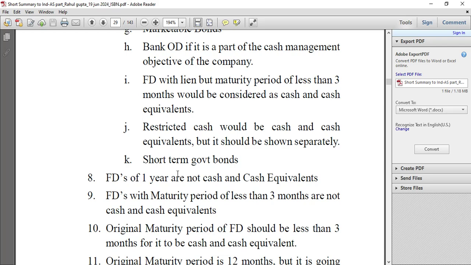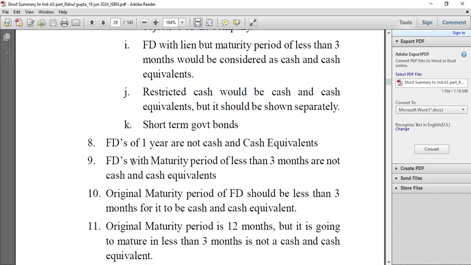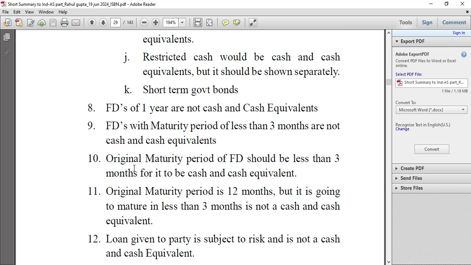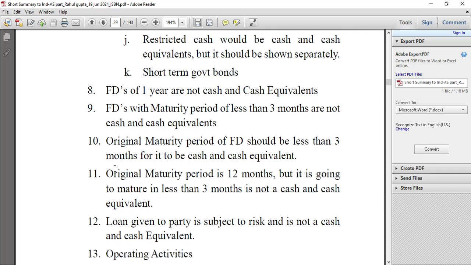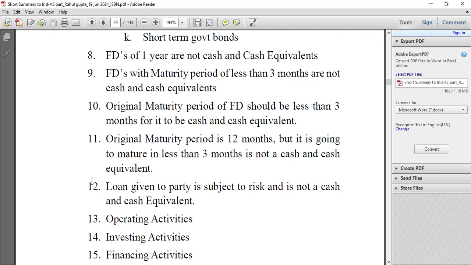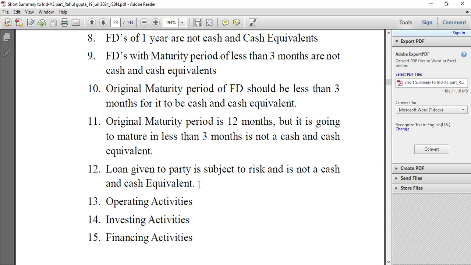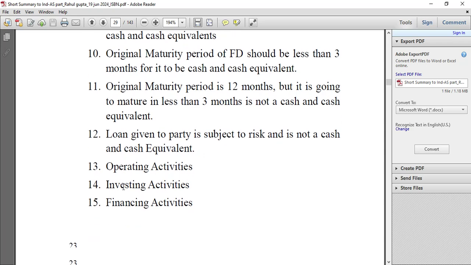FDs of 1 year are not cash and cash equivalents. The original maturity period of an FD should be less than 3 months for it to be a cash and cash equivalent. So if the original maturity period is 12 months, but it is going to mature in less than 3 months, it is not a cash and cash equivalent. A loan given to a party is subject to risk and is not a cash and cash equivalent.